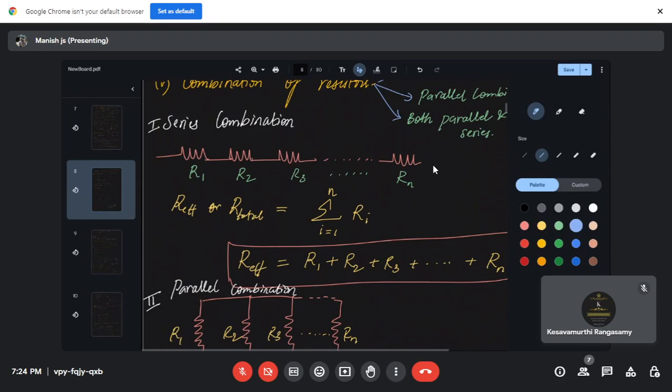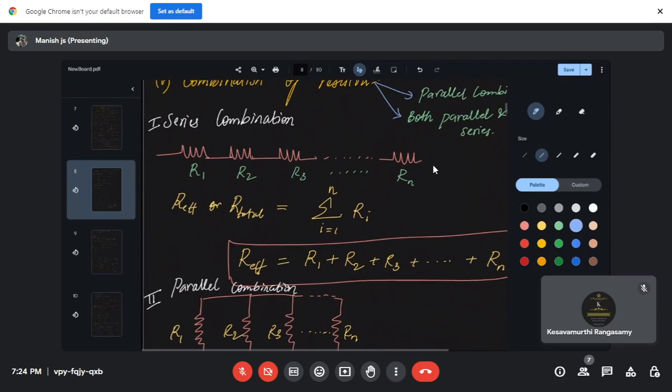Now, two important points that you will have to note in series combination is that the current passing through each resistor is same. So I is same. Okay, because it is a single wire where you're connecting all the resistors. So the current passing through the first resistor would pass through the second, through third, fourth, so on until the last resistor. Okay, so current is same, but what about the potential difference?